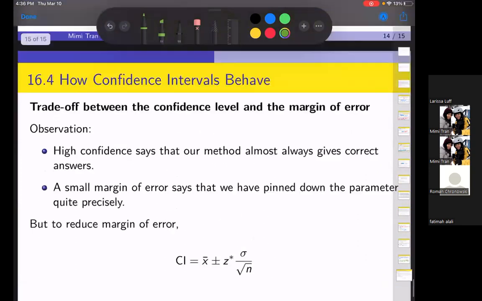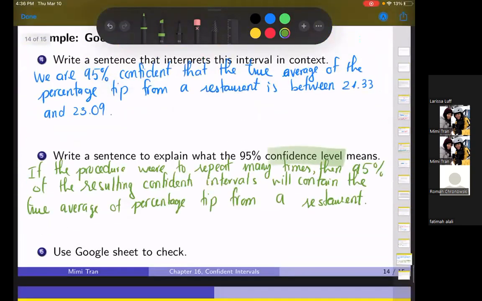Let me ask you one more question. Instead of asking you to create a 95% confidence interval, if I had asked you to create a 99% confidence interval, is the confidence interval going to be wider or narrower? Instead of 95, I'm going to do 99%. Wider, because there's more range of error.